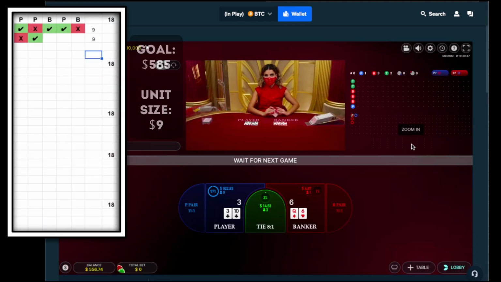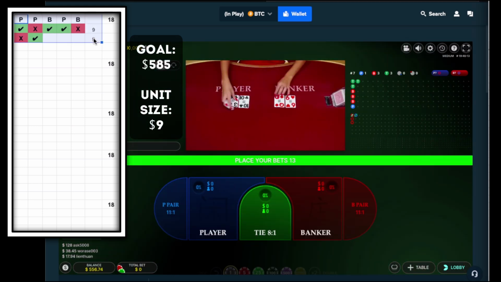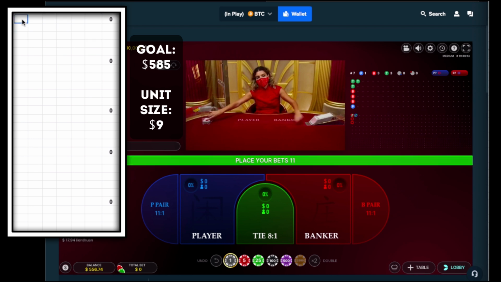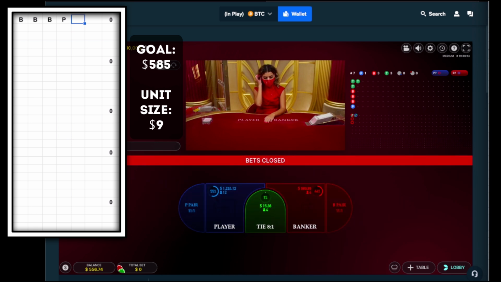Speed Baccarat N. I'm gonna clear this. Okay, let's jot down what we have so far. Banker, banker, banker, player. Let's wait for our 5 pattern, and then I will record the first row, and then we'll start betting on the following row.